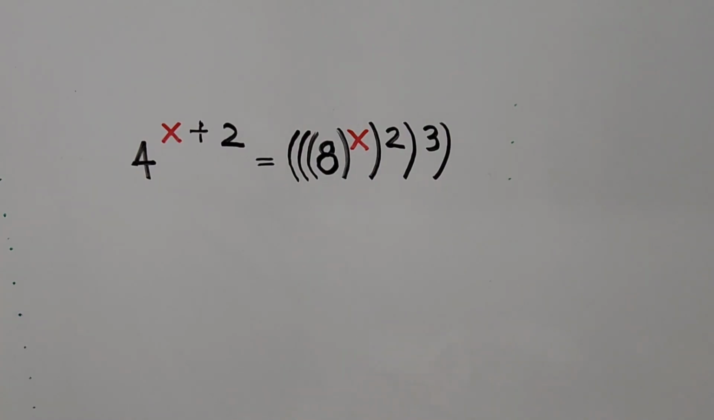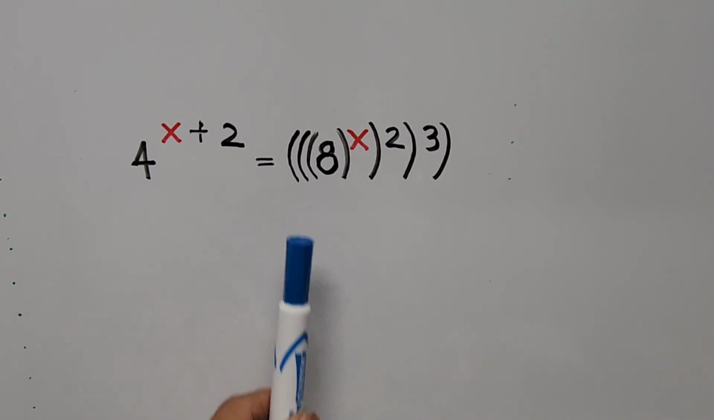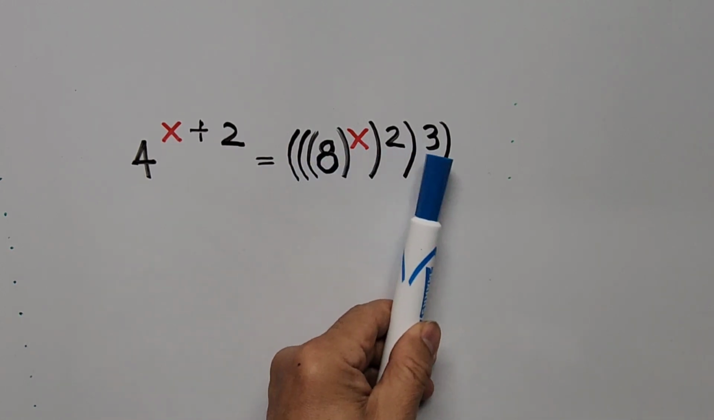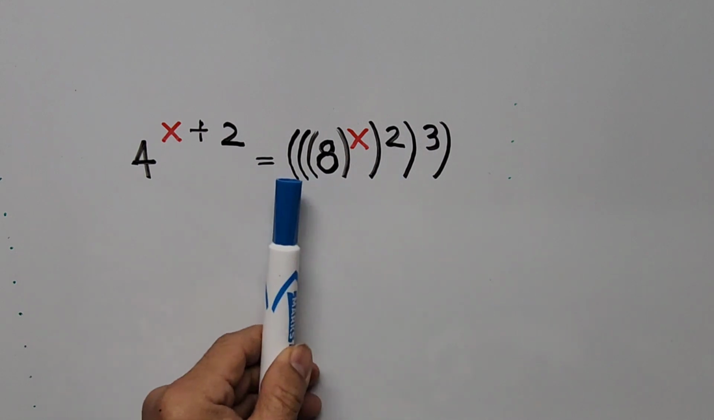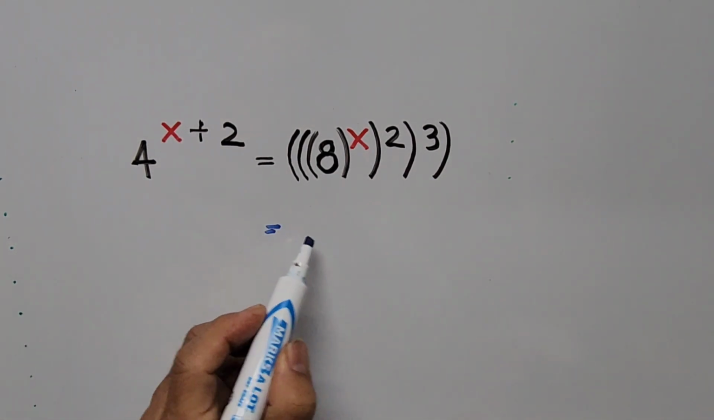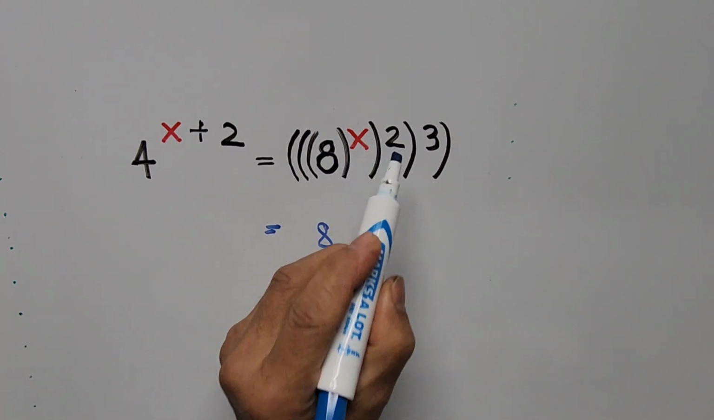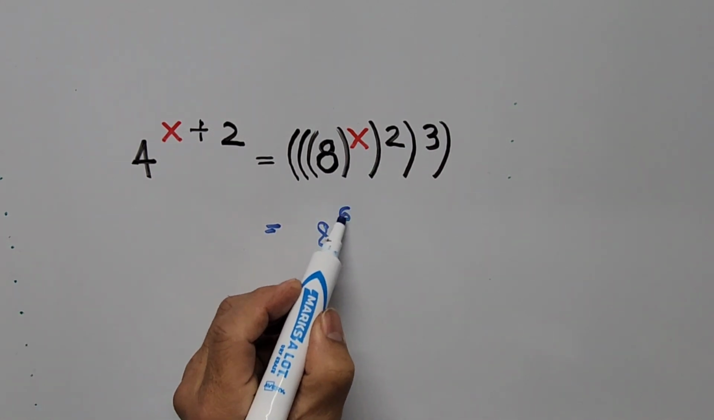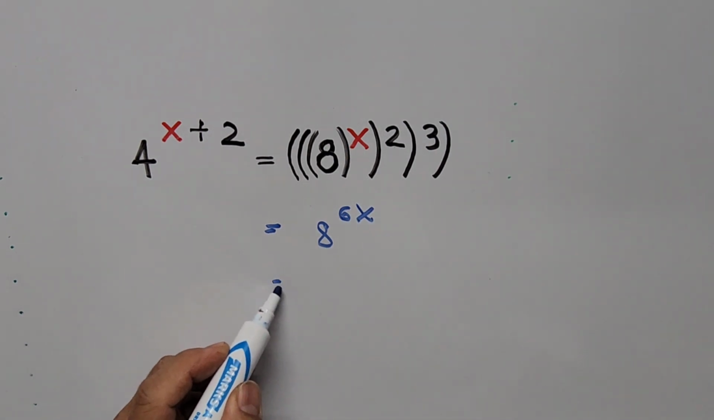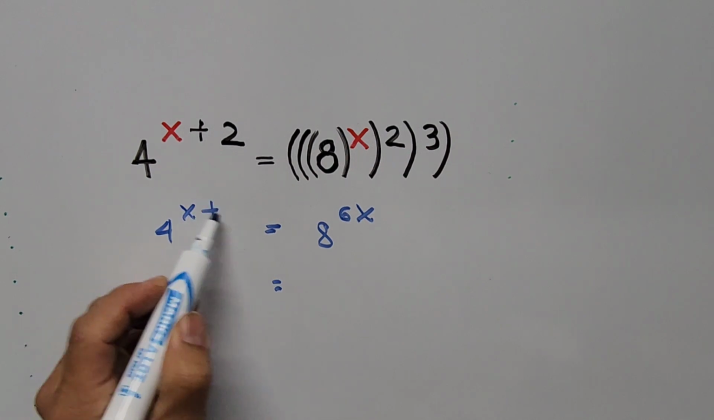So first step will be to rewrite the right hand side of the equation. How are we going to rewrite this right side of the equation? If you notice, these are all exponents on the same level. That means we can multiply all the exponents. Let's do that. So now the right hand side is equal to base of 8 to the power of x times 2 times 3. So this is now to the power of 6x. And left hand side remains the same. That's 4 to the power of x plus 2.